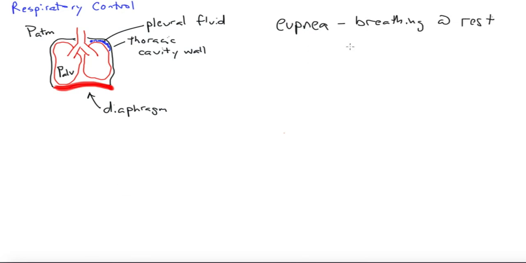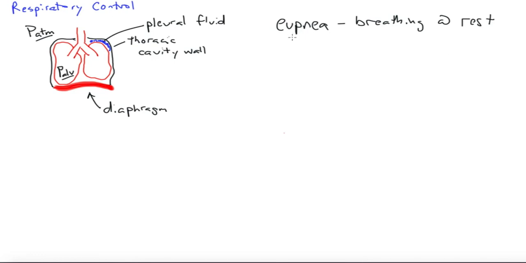And to breathe at rest, we need a very small, again, so the point there is that we're moving small volumes. Tidal volume is that air that moves with each breath. And at rest, you're not moving an enormous volume, right? And so we don't need a very big pressure difference between the atmosphere and the inside of the lungs. And so when we generate small pressure differences, we're doing eupneic breathing. That's what we're doing at rest.